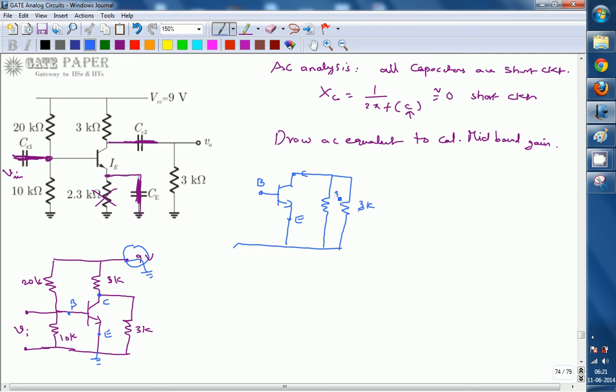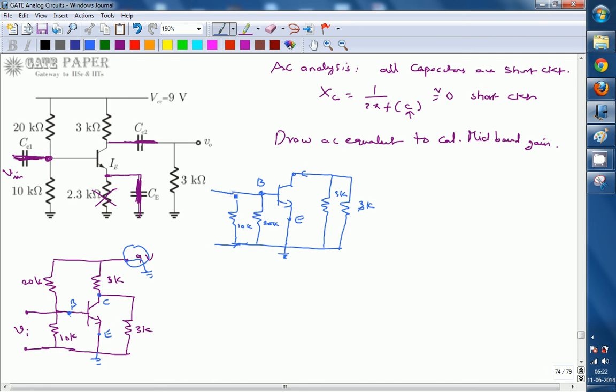And next, from the base, a 20 kilo ohm resistor is between base and ground. So between base and ground there is a 20 kilo ohm resistor, and between base and ground there is another 10 kilo ohm resistor, so again we have two resistances between base and ground. So this is 20K, and it is 10K, and this is where we directly apply Vi, plus minus.